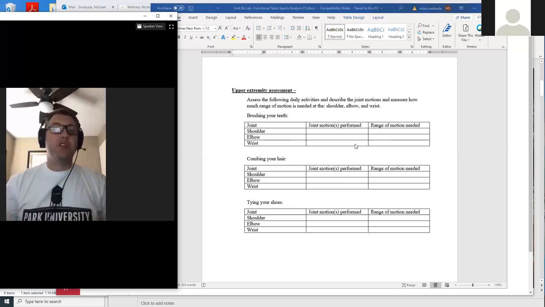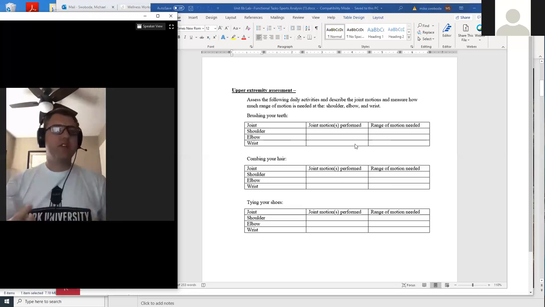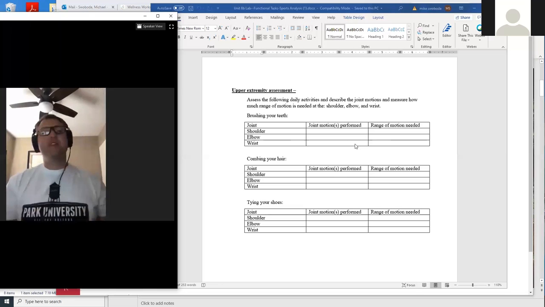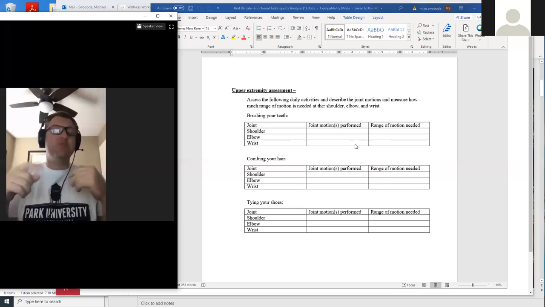Same thing with brushing your teeth. You only want to use your arm that is holding your toothbrush. Clearly this isn't a toothbrush, but you get the idea. And then for tying your shoes, you'll need to look at both your hands. For this, you should have the same readings for both arms, but just keep in mind that you need both arms functioning.